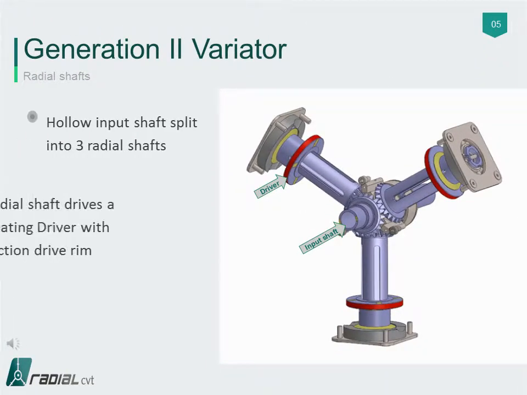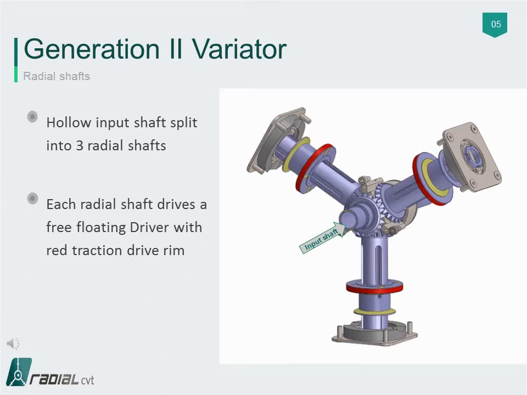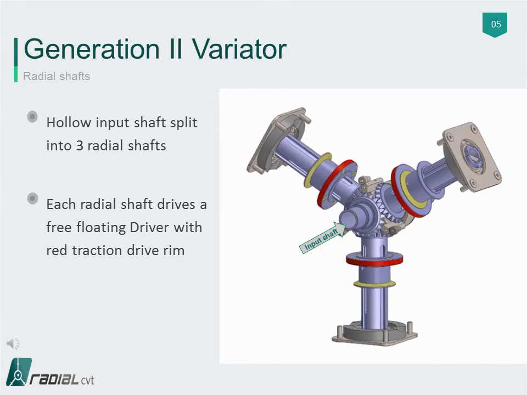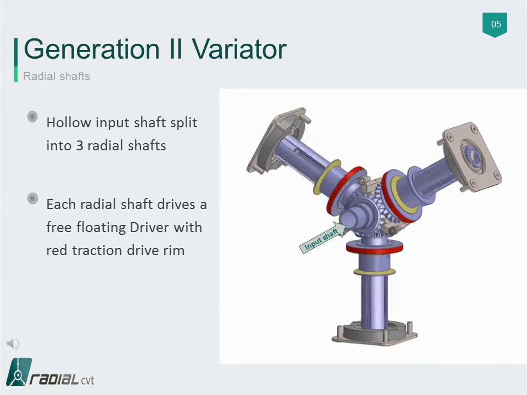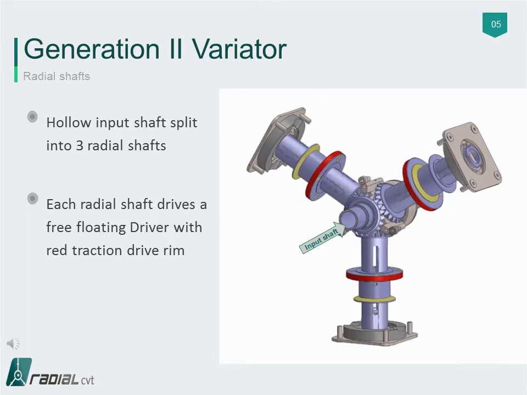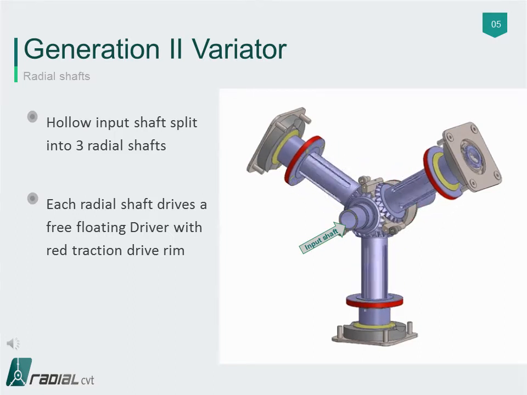As with the Gen 1, input to the Gen 2 is via a central bevel gear driving three bevel radial shafts, each driving a driver with a red traction drive rim. The drivers can freely slide in the radial direction. The input shaft is hollow, the purpose of which is explained later.